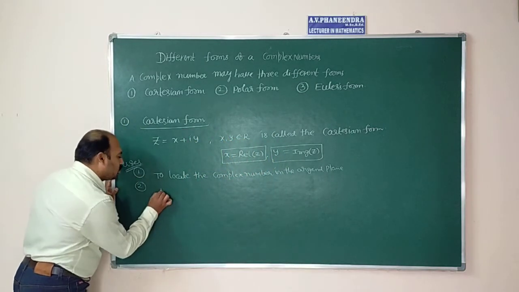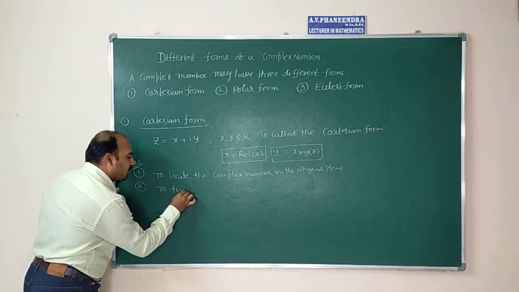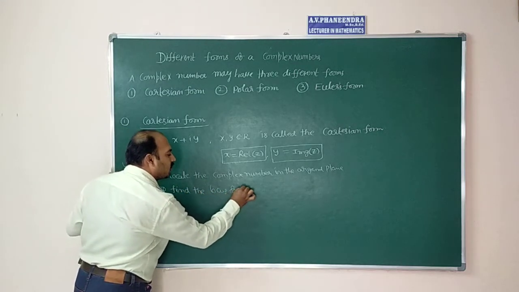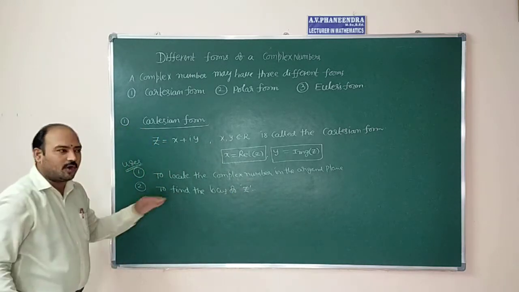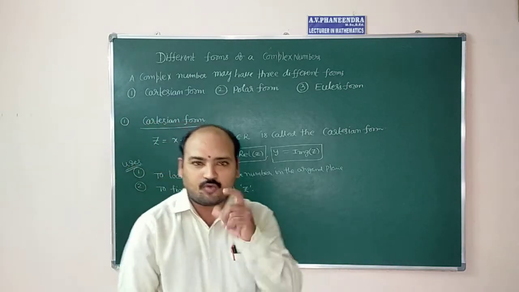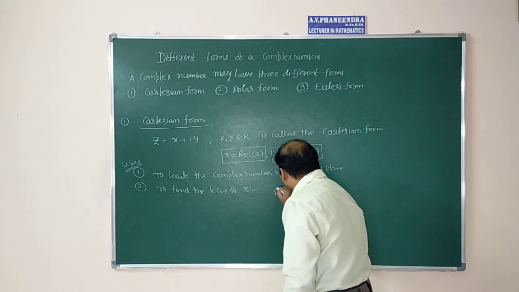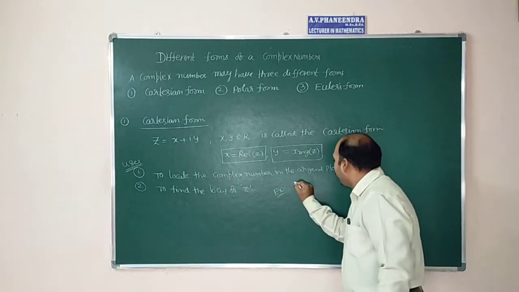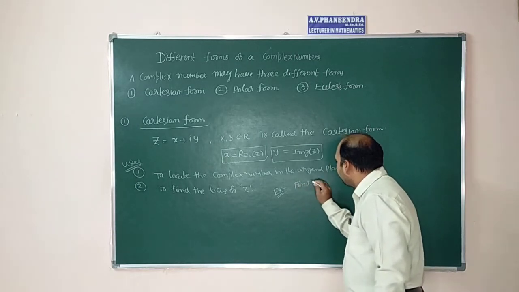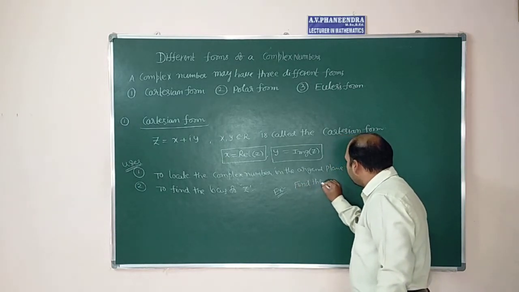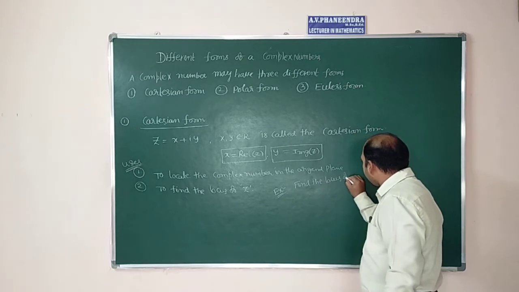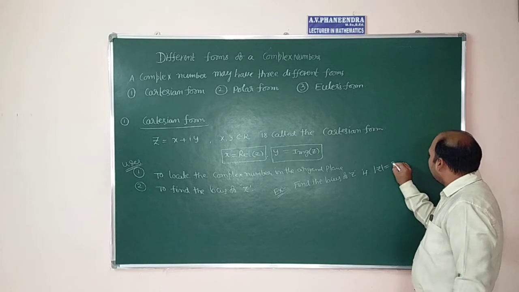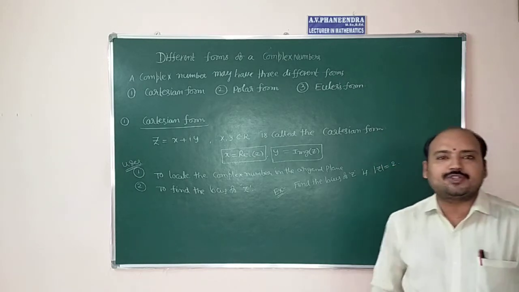After that, to find the locus of complex number z. For example, there may be chances to ask a question like this regarding this concept. Find the locus of z if mod z is equal to 2. Like this they will ask the question.